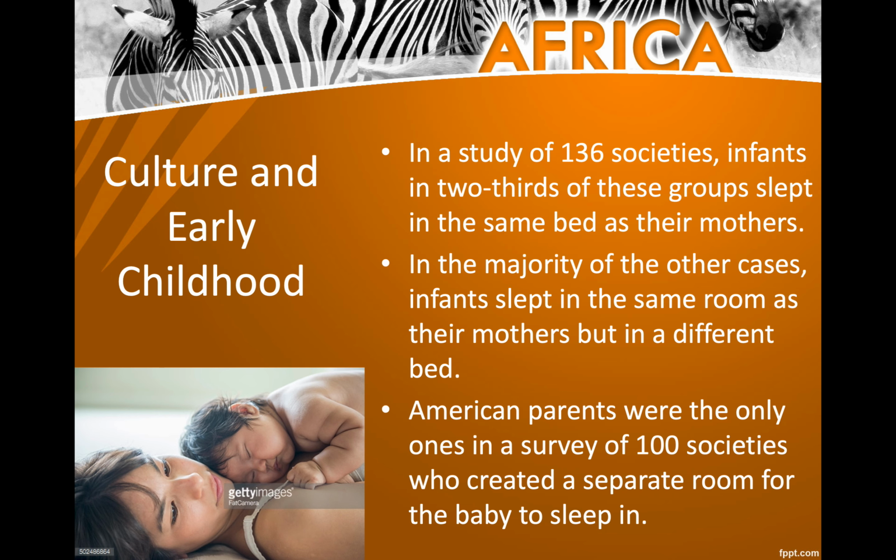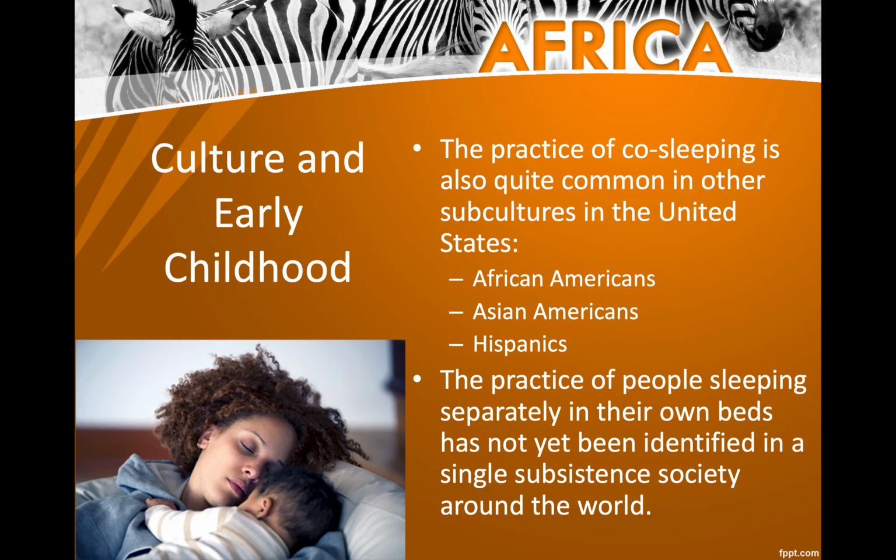In a study of 136 societies, infants in 2/3 of these groups slept in the same bed as their mothers. In the majority of the other cases, infants slept in the same room as their mothers, but in a different bed. American parents were the only ones in a survey of 100 societies who created a separate room for the baby to sleep in. The practice of co-sleeping is also quite common in other subcultures in the United States. African Americans, Asian Americans, and Hispanics all co-sleep with their children. The practice of people sleeping separately in their own beds has not yet been identified in a single subsistence society around the world.